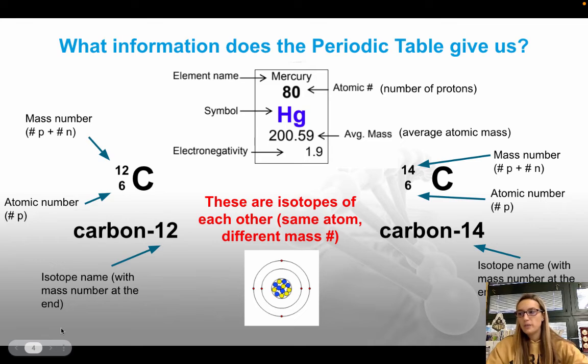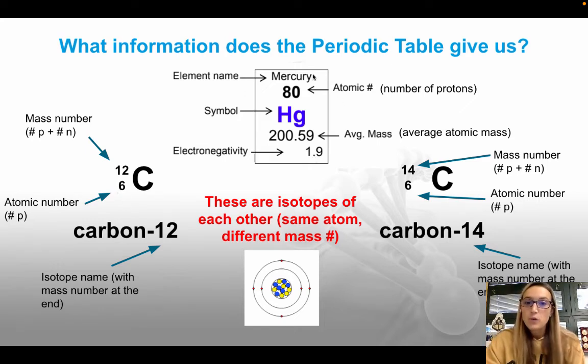So what information does the periodic table give us? On your periodic table, you have this actually at the top. It gives us the element name. The number right at the top is the atomic number, which is the number of protons. It gives us the symbol, the average atomic mass, and we won't worry about electronegativity for now. And so this is what you have on the periodic table, but we will also see what is called isotope notation.